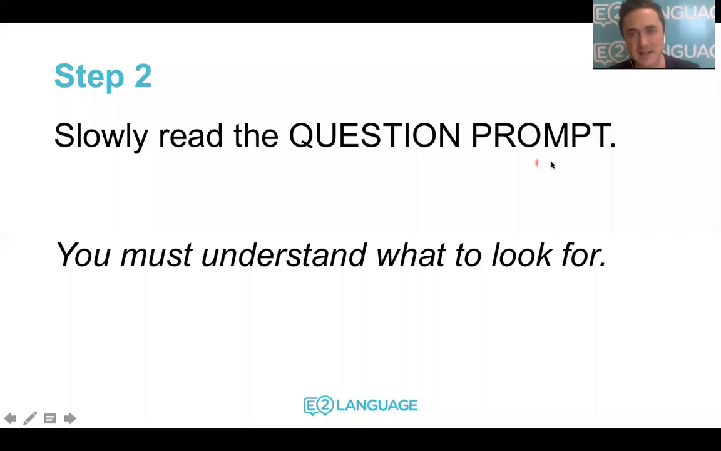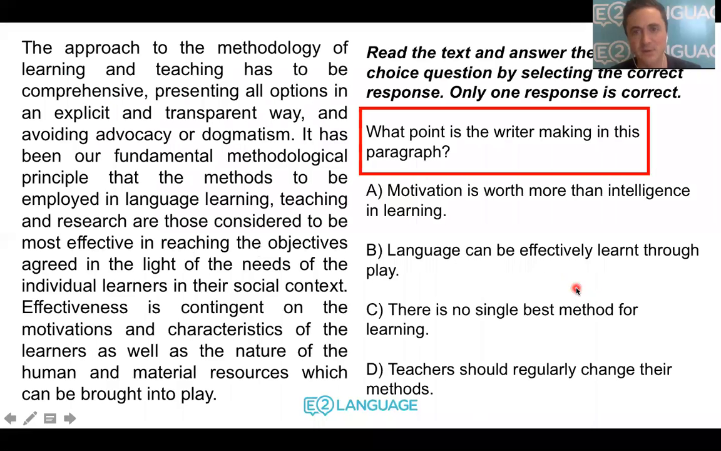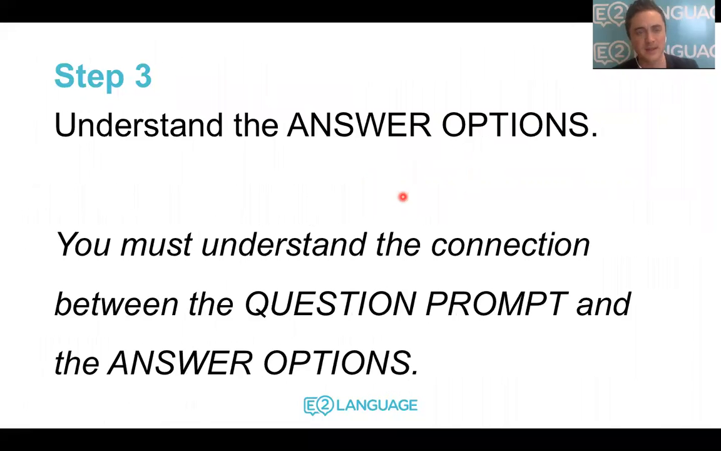Step 2, slowly read the question prompt. You must understand what to look for. Please read this, and type into the Q&A what the most important word is. Jackson's got it. Sunil's got it, Viren's got it, Archit's got it, Hetal's got it, Nandini's got it, Yashpal's got it, Khalif's got it. Everybody's got it. Cool. Yes. The most important word here is point. What point is the writer making in this passage? So in the previous one, opinion was the important keyword. Here, the important keyword is point.